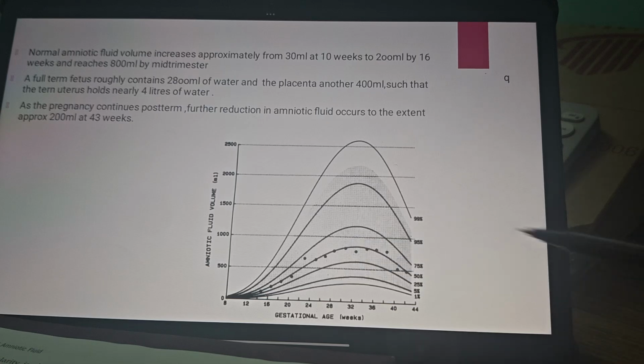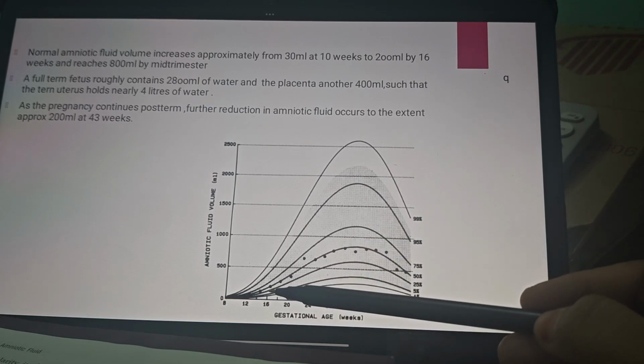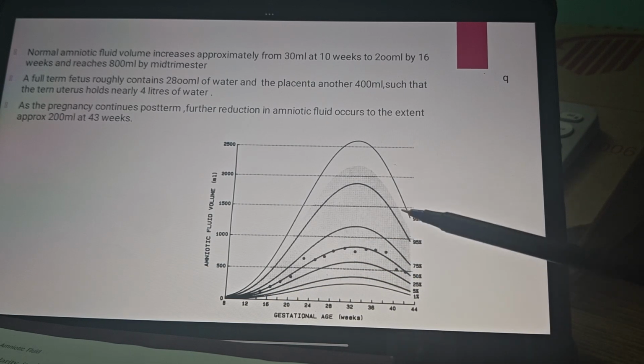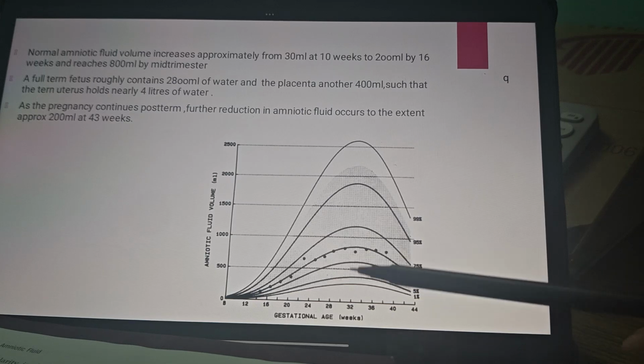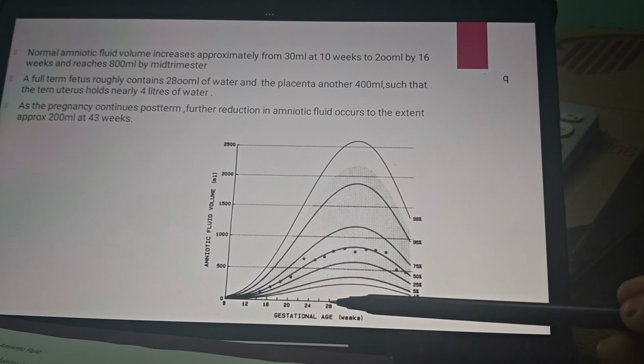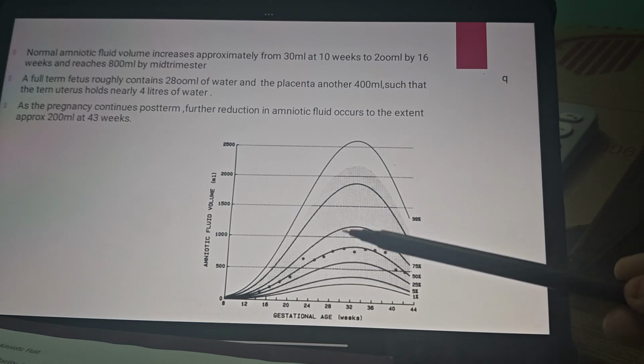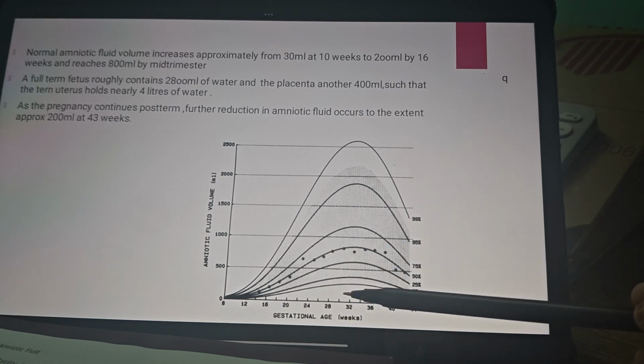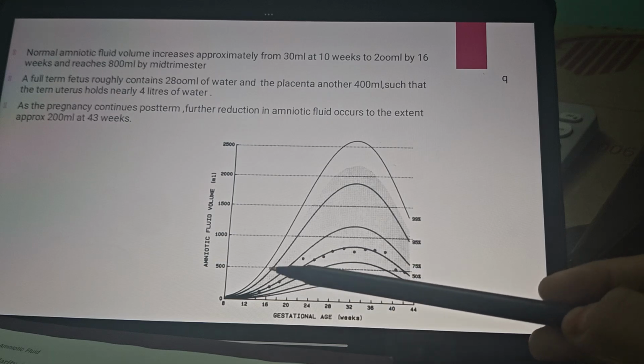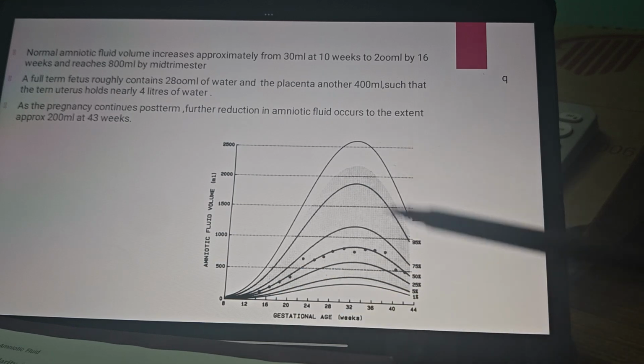So in this diagram you can see that with advanced gestational age amniotic fluid production decreases, and it peaks at around 28 to 32 weeks. So this is showing the maximum amniotic fluid production at midterm gestational age. It is lesser at less than 10 weeks and it is lesser after 40 weeks of gestation.